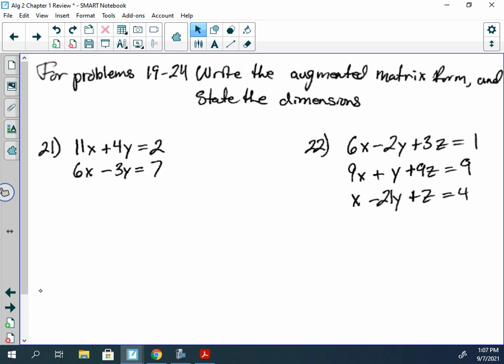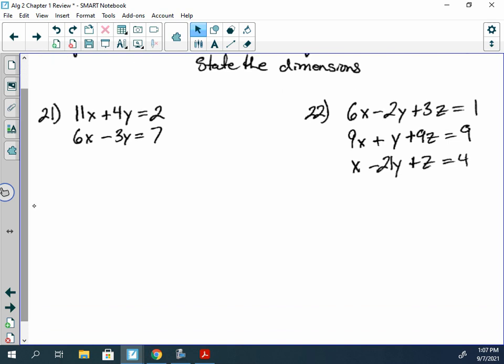I do not know off the top of my head. So we look at number 22. When we write an augmented matrix, we want all the variables on one side of the equal sign and the numbers, or the constant terms, on the other.